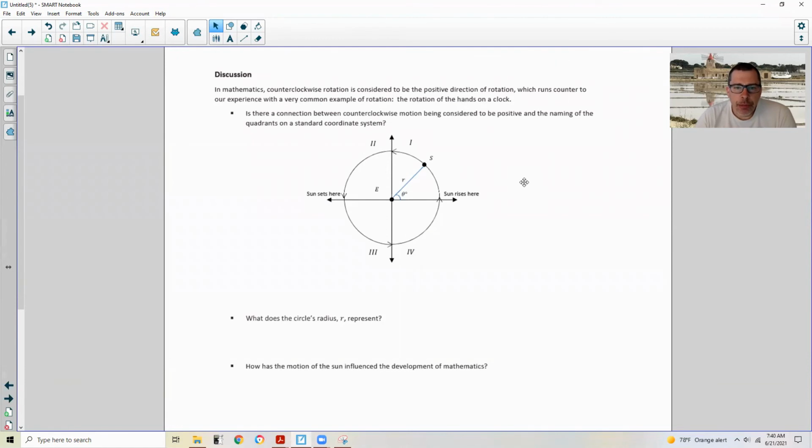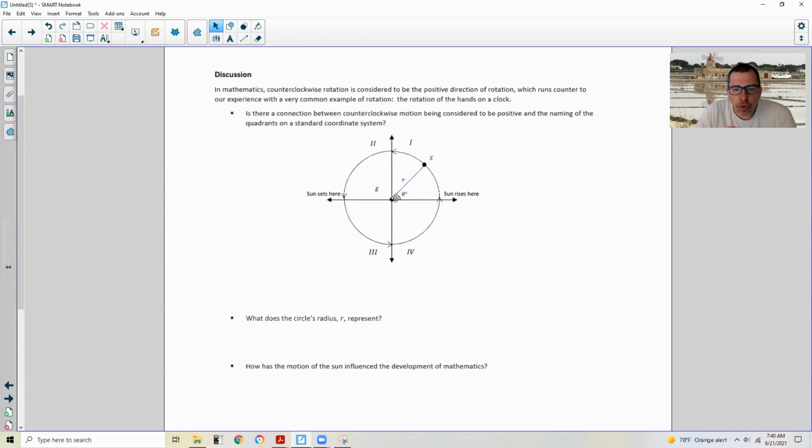So is there a connection between the counterclockwise motion being considered positive and the naming of the quadrants on a standard coordinate system? And the answer is yes. Since we're starting at the sun rising right here, as the sun rises, that's the first quarter of the day. You get to noon, and we are now in the afternoon, or the second quarter of the day, and then the sun sets, and then it's nighttime, midnight, and then again, first thing in the morning. And that just keeps rotating around.